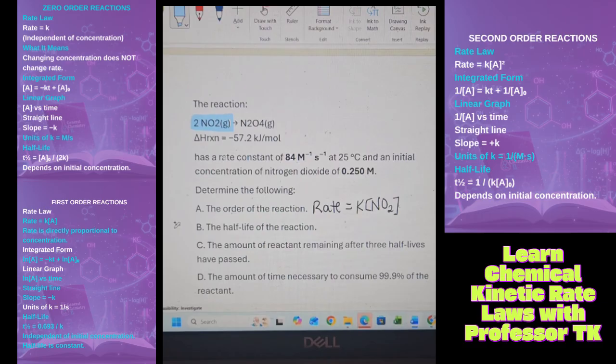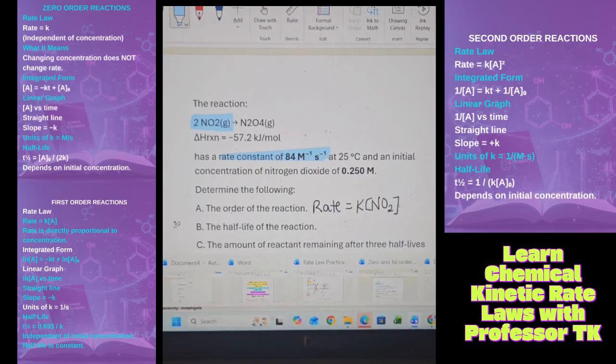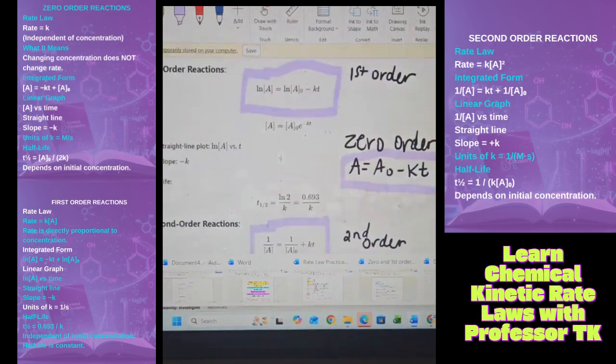And in this case, something else you want to be mindful of, look at what they provided you with here as well. They said this is a rate constant, right? It has a rate constant of 84 per molarity per second. When you see these two things, you can let the units guide you into what you're working with. Remember, I showed you all this yesterday. The units will guide you into what you're working with.